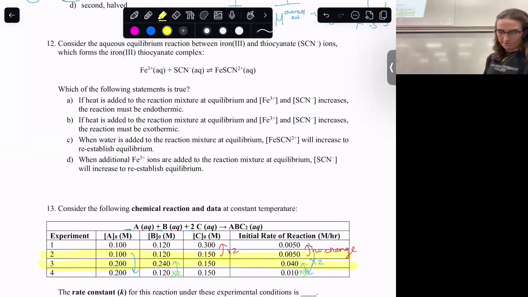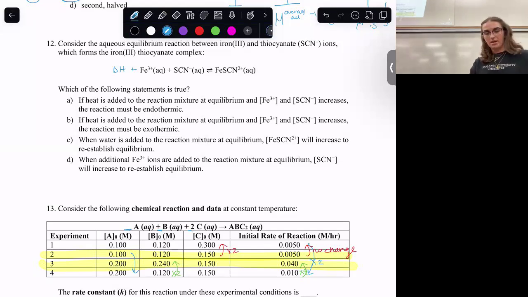Okay, so for A, we have if heat is added to the reaction mixture at equilibrium and Fe3 plus and SCN minus increases, the reaction must be endothermic. How are we going to determine that one? For a reaction to be endothermic, what does that mean for heat? Is that a reactant or is that a product? It's a reactant, right? So I want you to think of heat as delta H as another reactant.